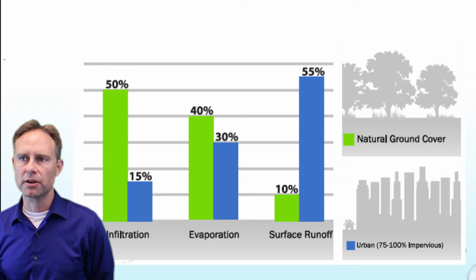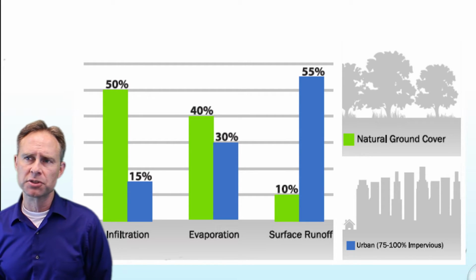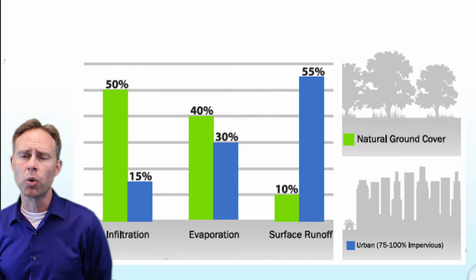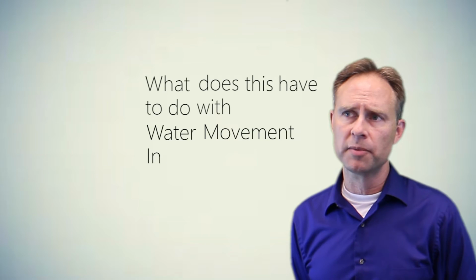When you have natural ground cover, you have significant amounts of infiltration, both shallow and deep infiltration. When you convert that to an urban system, instead of having 50 or 60% of that water infiltrate into the ground, only maybe 10% infiltrates, with a lot of surface water runoff that's causing the water quality problems we see around the world. So what does this have to do with water movement in soil?